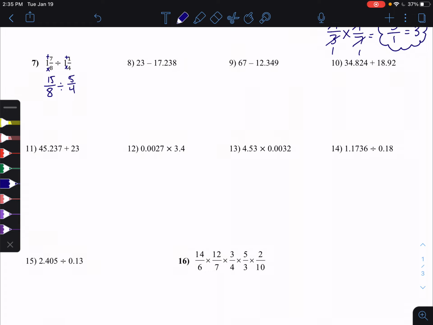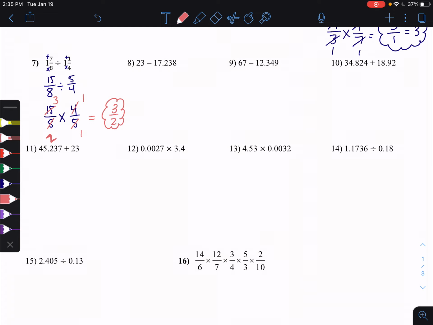So now I'm going to keep change flip. So 15 over 8 times 4 over 5. When I do my cross canceling, 5 and 15 have a 5 in common. 4 and 8 have a 4 in common. So 3 over 2.